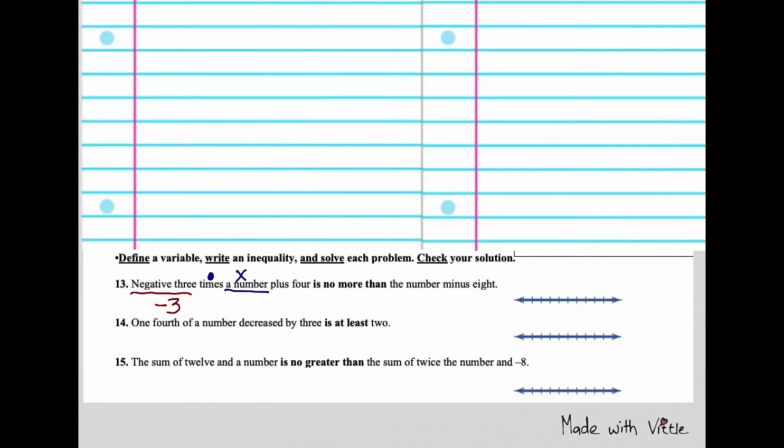So negative 3 times a number, let the number be x, plus 4 is no more than. That means you cannot go higher than that number, but you can be equal to it. So you are going to be equal to it or go lower, okay? That's what we meant by no more than. Therefore, the inequality symbol for this is less than or equal to. You cannot go higher, that's why it's less, but you can be equal to that number and go lower. The number minus 8, x minus 8.